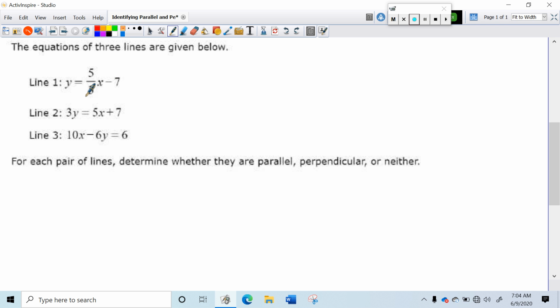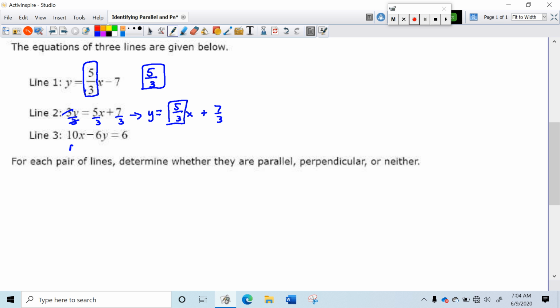Line 1, y is by itself, so whatever's in front of x is your slope, 5/3. Line 2, the y is not by itself, so you've got to divide by what's in front of the y to get it by itself. So I've got y equals 5/3 x plus 7/3. So line 1 is 5/3. Line 2, in front of x, is 5/3.